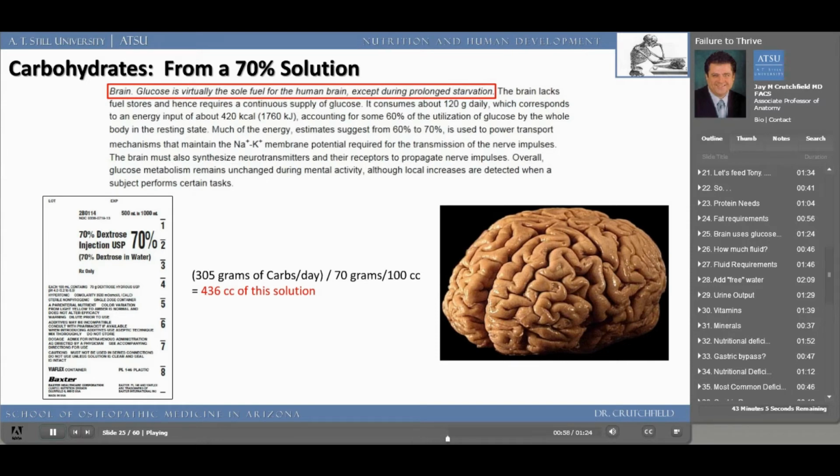But back to Tony. Glucose is the virtual sole fuel for the human brain. Tony needs 305 grams of carbs every day, and the pharmacist is going to take this 70 grams per 100 cc solution, and he's going to give Tony 436 cc's of the solution. And he's going to mix it all into a big bag, and we're going to add vitamins and minerals, and we're going to feed Tony in the vein.